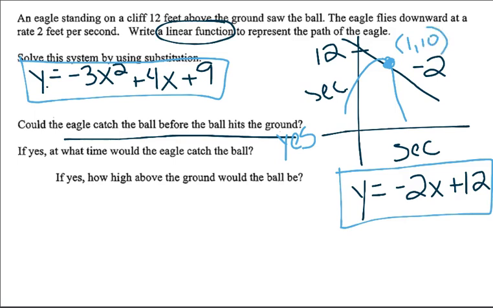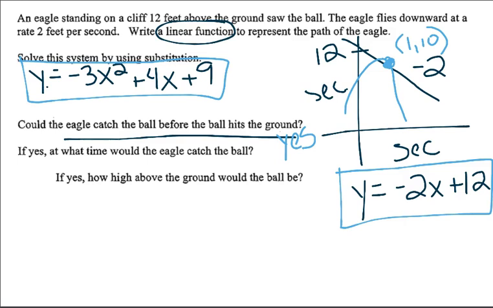Another way to verify that, if you go to your table, you can look where the y values are equal to each other. And if I go to my table, I see when x is 0, one of the equations is at 9 and the other one's at 12. When I go to 1 second, they both are at 10 feet. So that tells me that they do intersect.